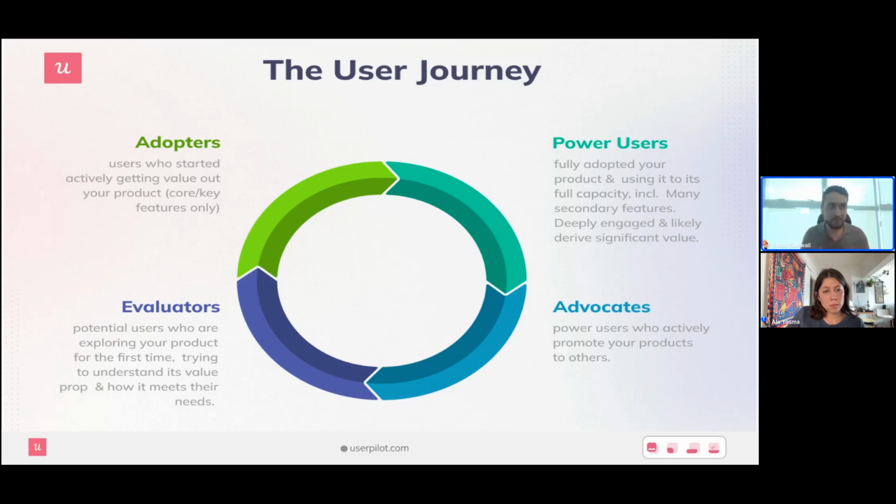But that's not enough. What we want to talk about today is how we move more of the initial adopters to power users and advocates. A power user is more immersed in the product. They're getting way more value, and that's by using a lot more secondary features. And then you have the advocates, who are very satisfied with your product and actively recommending it to others.